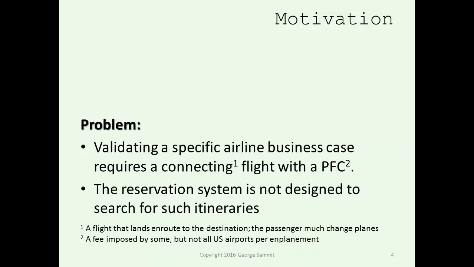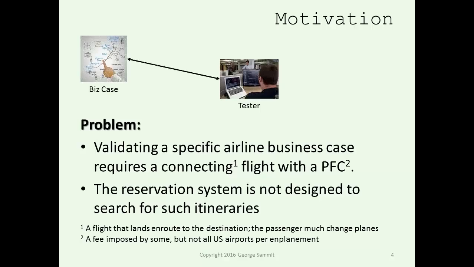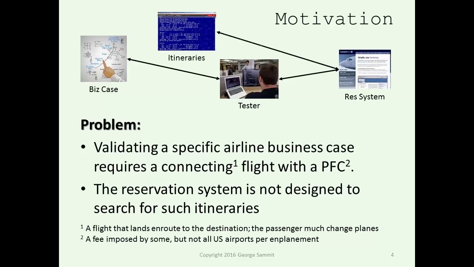Consider the following problem. We're validating an airline business case that requires a connecting flight as well as a flight that has a passenger facility charge. The reservation system, however, is not designed to search for such flights. So in this problem, we have a tester that's trying to apply a specific business case using an airline reservation system. That system is going to provide him a list of flight itineraries, and he needs to find flight itineraries that have connecting flights and passenger facility charges.